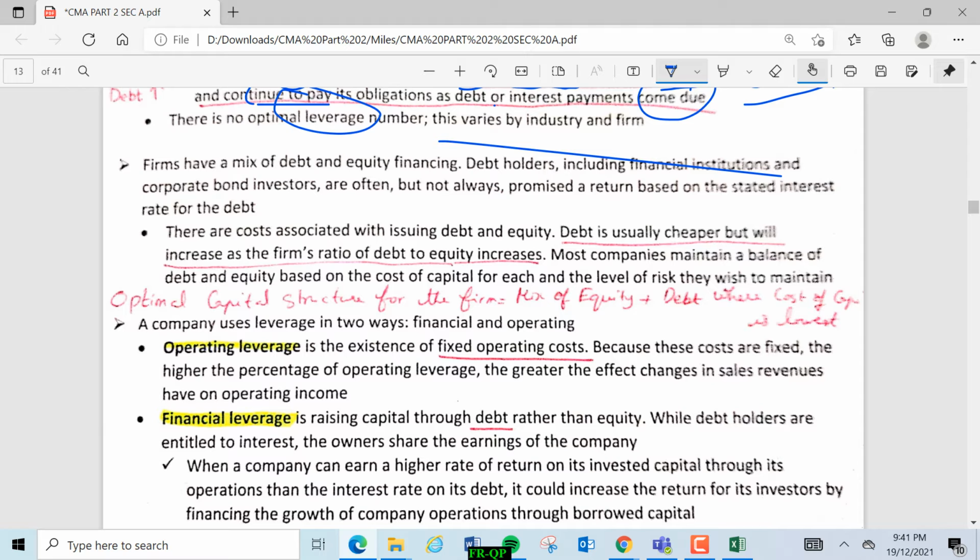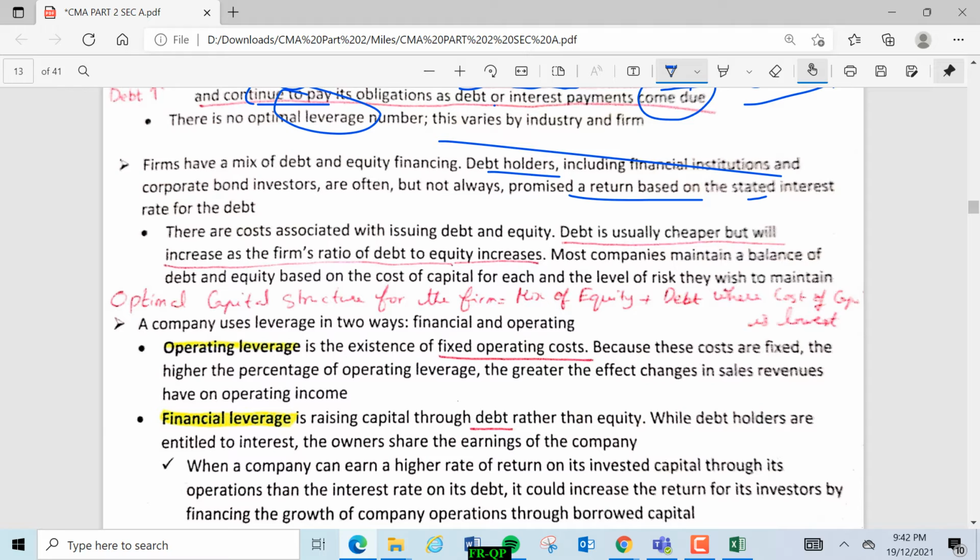Firms have a mix of debt and equity financing. Debt holders, including the financial institutions and the corporate bonds, are often, but not always, promised a return based on the stated interest rate. इसका मतलब क्या हुआ? They are the cost associated with issuing the debentures and the equity. The debt is usually cheaper, but will increase the firm's ratio.